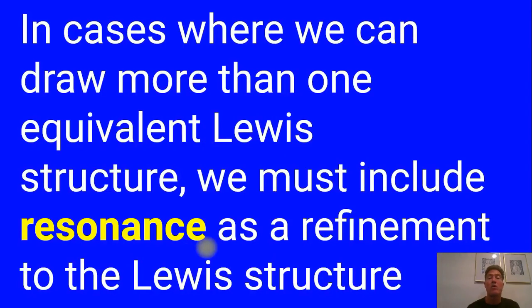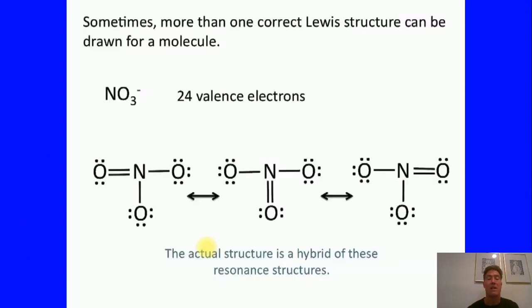So where we can draw more than one Lewis structure, we have to include this notion of resonance to refine that structure. So as we mentioned, there's more than one correct Lewis structure that we can draw for our nitrate. We can double here, double here, double here, and the actual structure is a hybrid, or the average of all three of those.